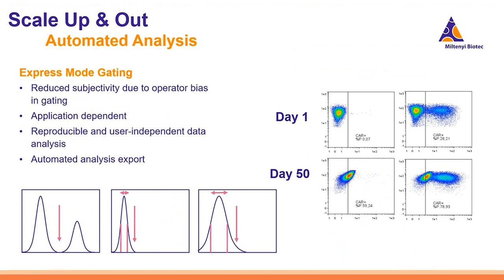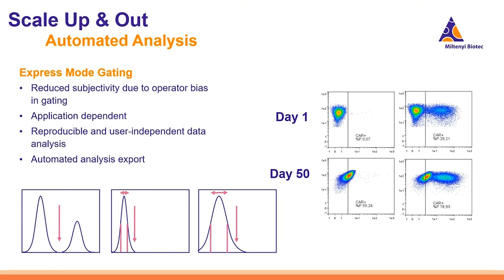One method to reduce the operator to operator variability in analysis is with some sort of automated analysis. So with what we call our express mode gating, we have the ability to automatically place our gates, and this reduces human error due to reduction in subjectivity due to the operator bias. And these are application dependent, meaning that they can be customized to your exact flow panel, or there are some commercial off-the-shelf express modes that go hand in hand with pre-designed flow panels. And they place the gates with different algorithms for different distributions. So it's not just snap gating.